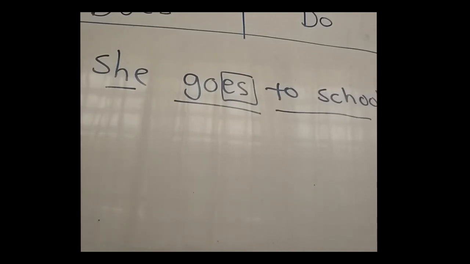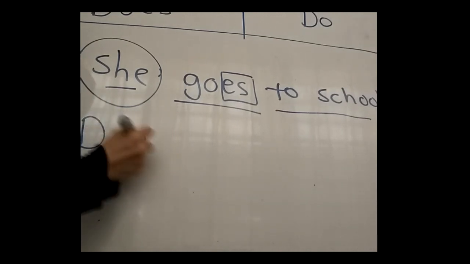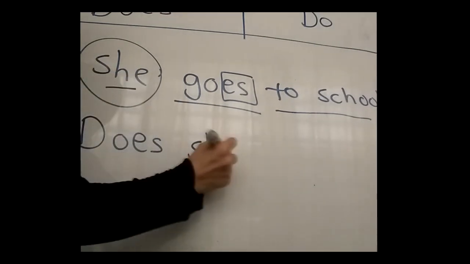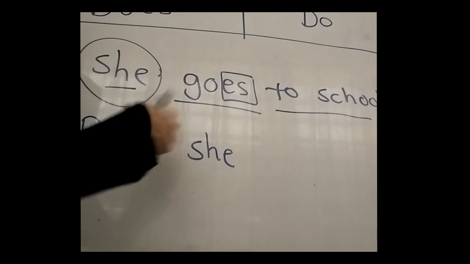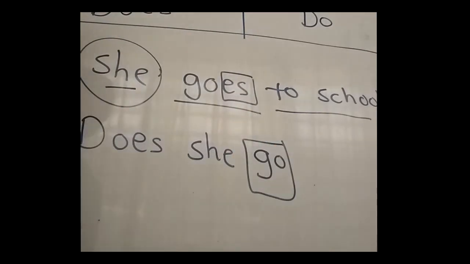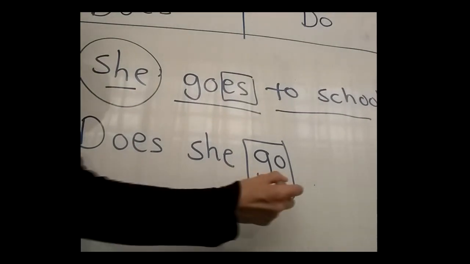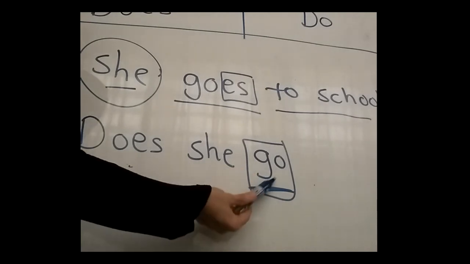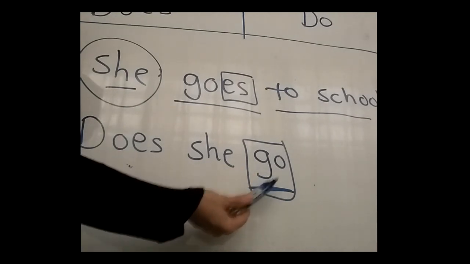We need to make a question. We need to have yes or no. So we need to look at the subject. If the subject is singular, we add does. Then does she go, goes changes to go. So you really need to be very careful on this. If you have does, then we need to have the base form of the verb.